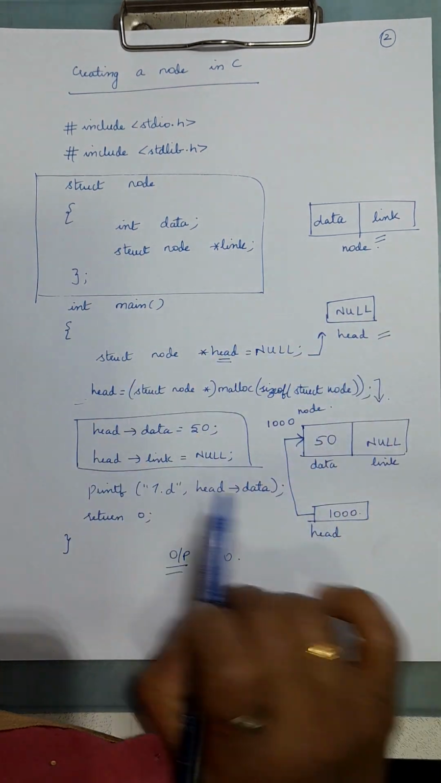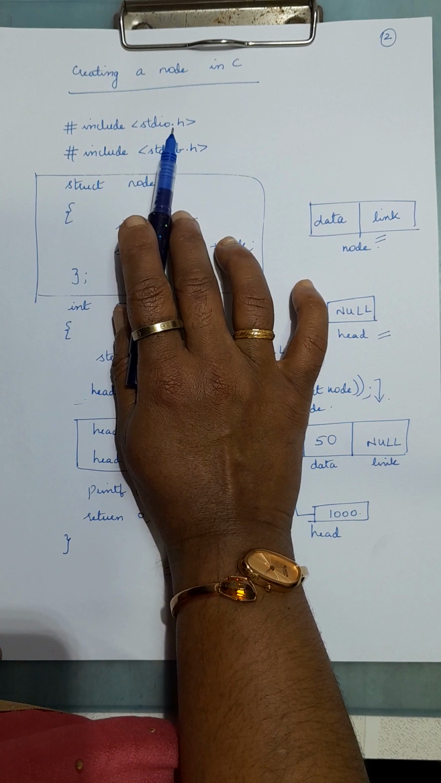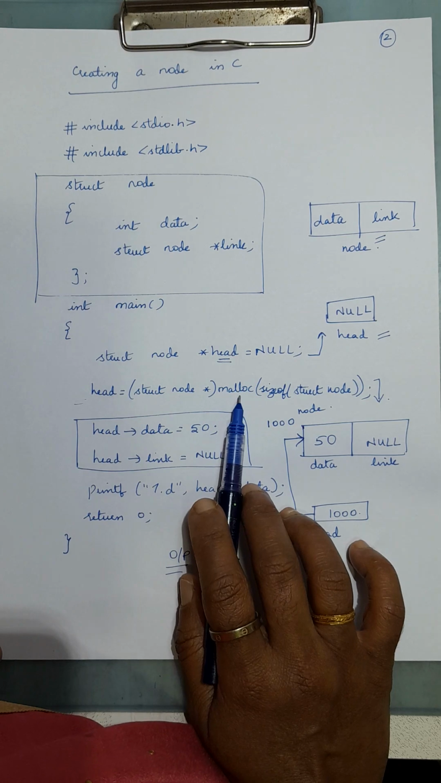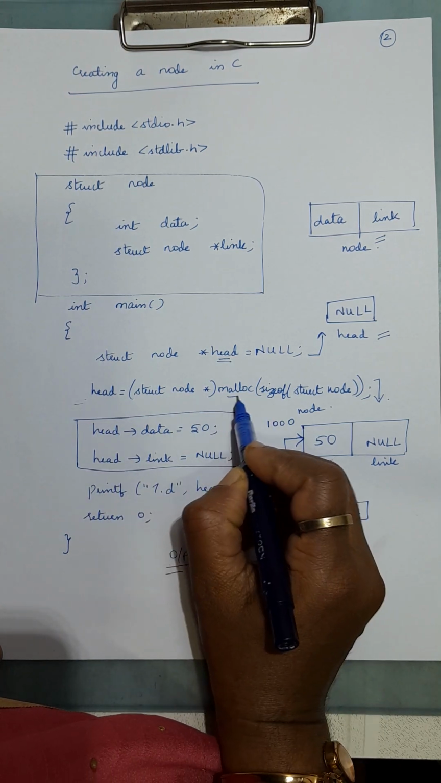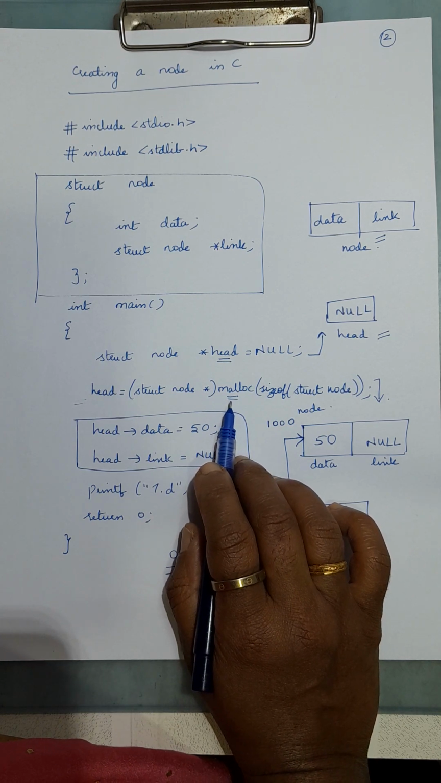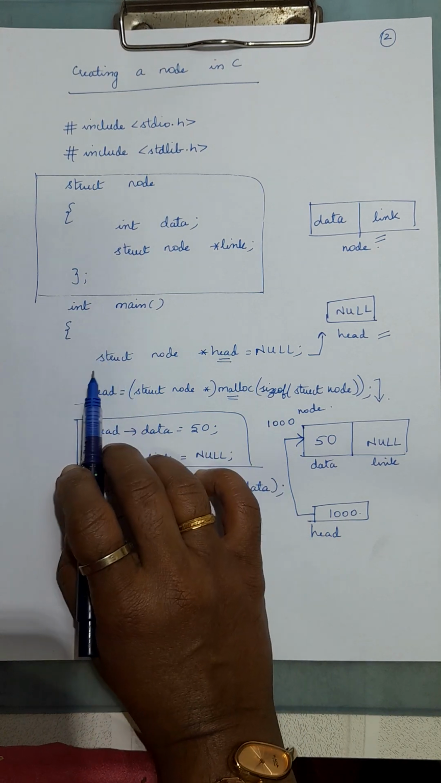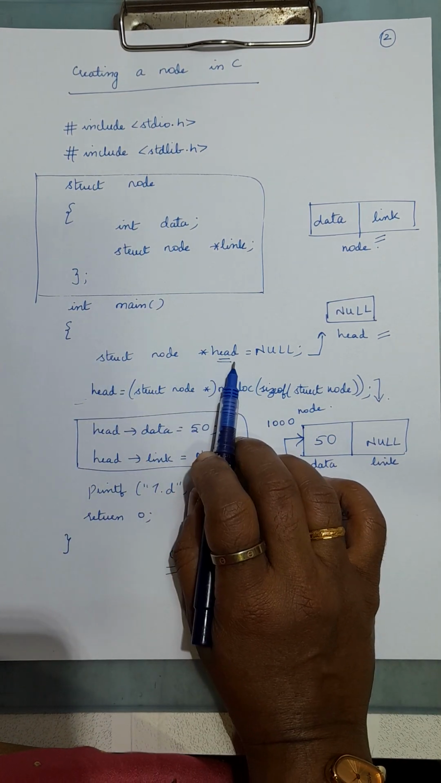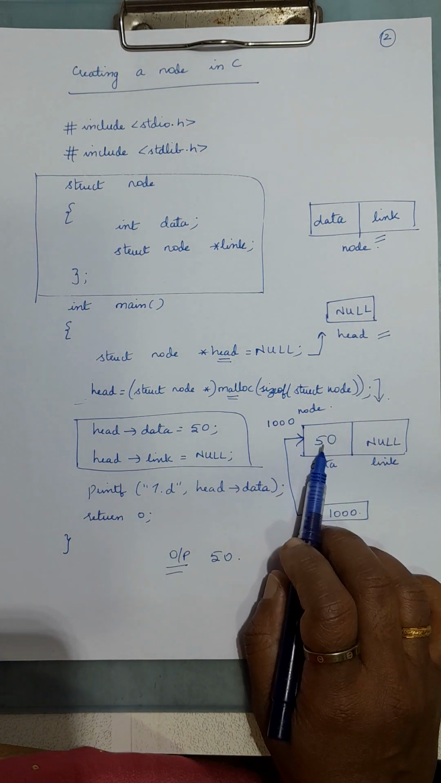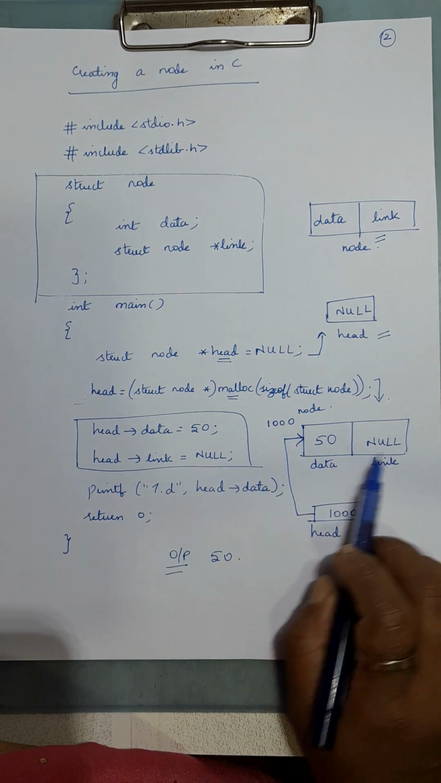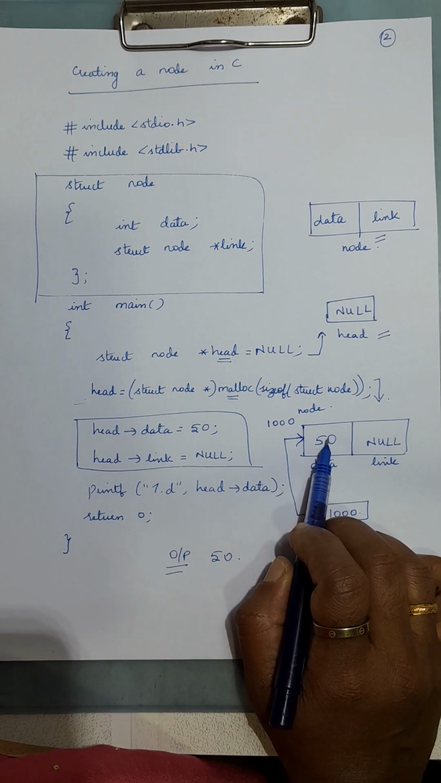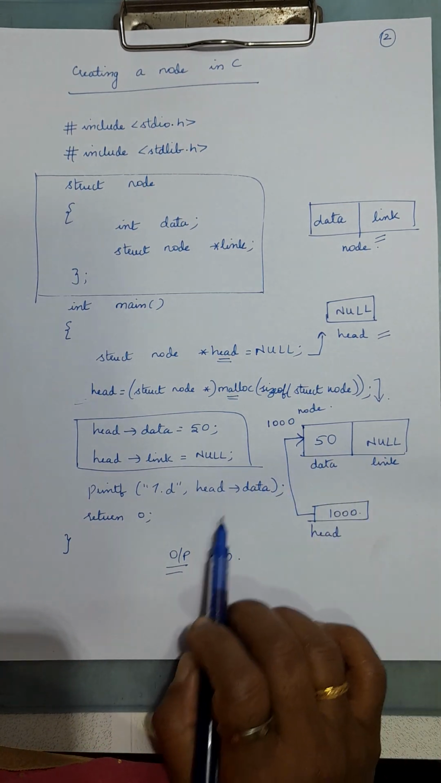Understood? So once again, I'll just repeat. There are two header files which are required. The first header file is the standard input output header file. The second one, since I'm using malloc, is mainly used to create a node, that is, to allocate memory for a node. Then followed by struct node star head. I have one more pointer that is pointing to null, which is mainly used to access the data part, to add values and retrieve values. After that, using the arrow operator, I can add values. And again using the arrow operator, I can retrieve the value.